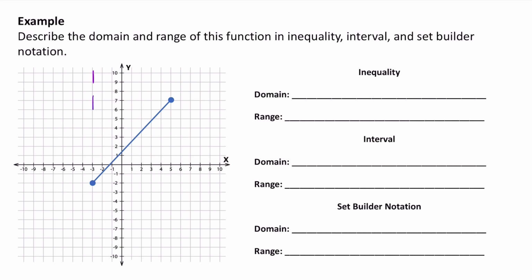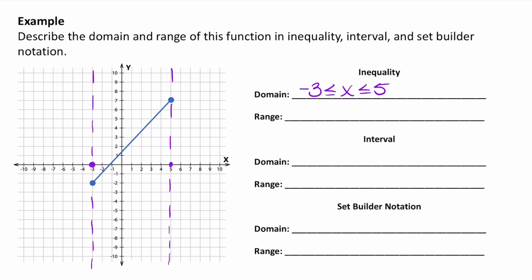So let's look for the leftmost boundary of this function, which is here at -3. I have a closed circle, so that point is going to be included. The rightmost boundary is here at 5. And once again, I have a closed circle, so that point is going to be included. So my domain is going to go -3 less than or equal to x less than or equal to 5.